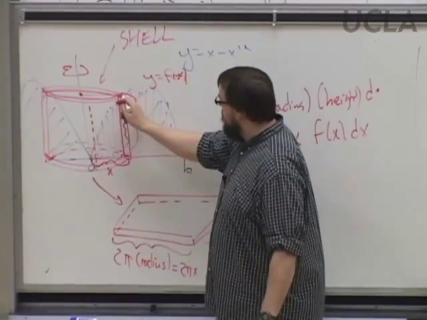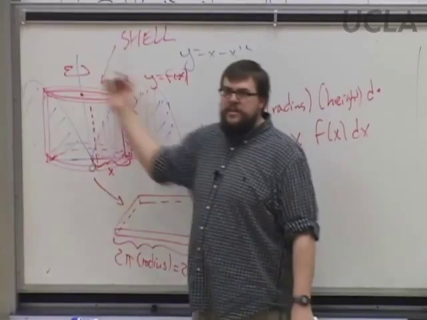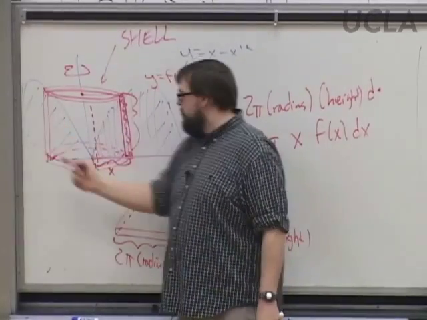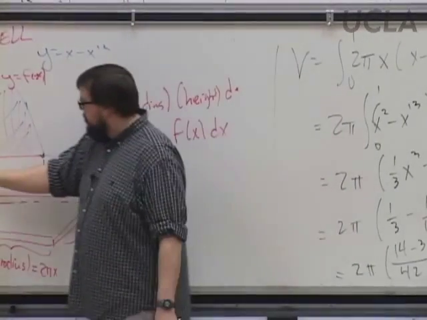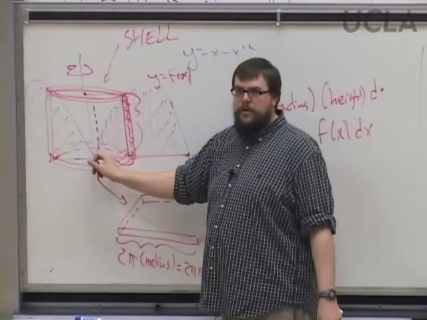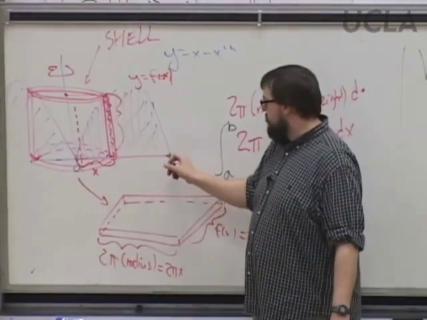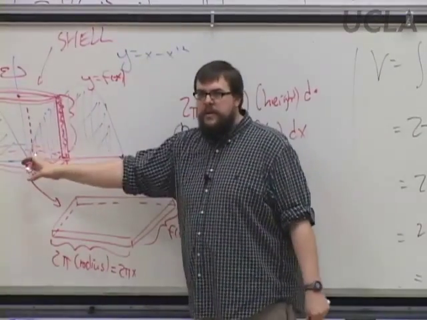And I say, what happens to a typical slice when I spin it around? Well, that's the shell. So we find the typical slice, and we integrate. And then we say, where did we start taking our slices? Well, that's our lower bound. Where we stop taking our slices, that's our upper bound. A to B, 0 to 1.